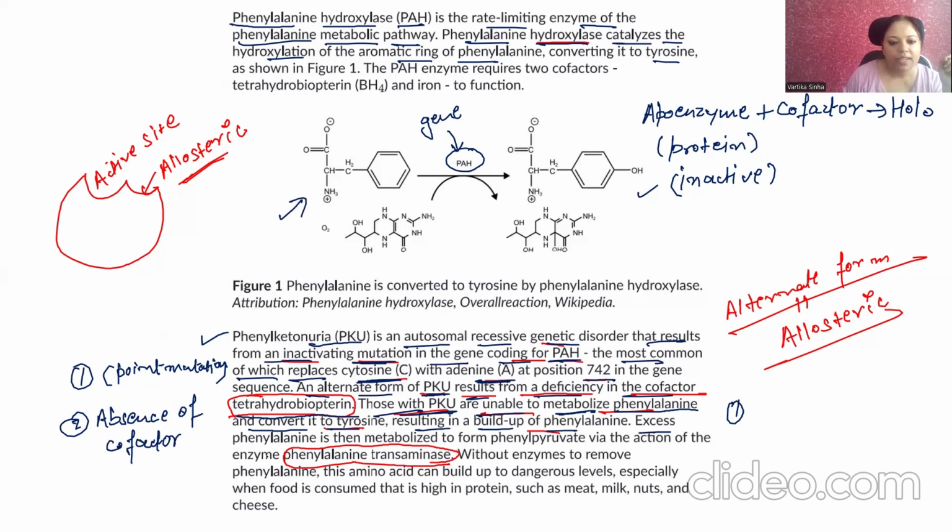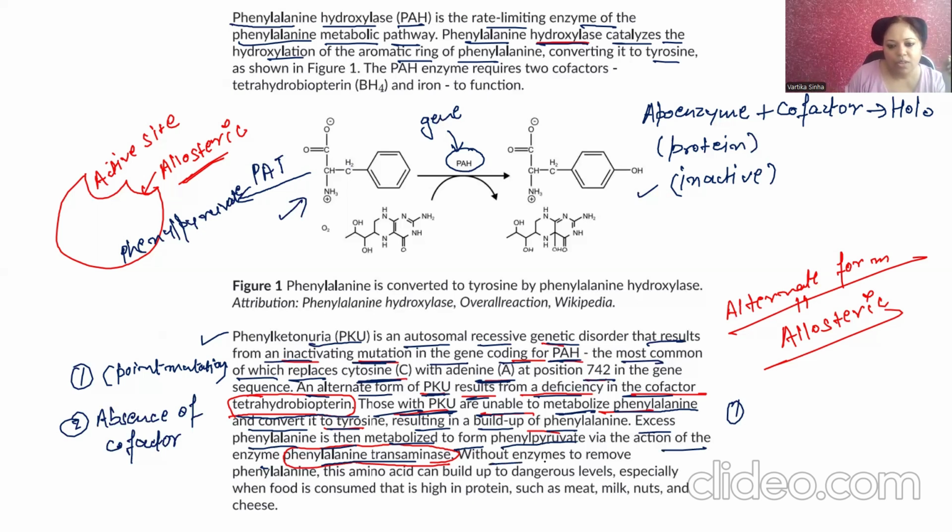Now, excess phenylalanine is then metabolized to form phenylpyruvate via the action of the enzyme phenylalanine transaminase, right? For that part, they have not given any equation, so we can better draw it. If you build this up in the absence of this, the reaction will go in another direction, in which it will form phenylpyruvate by the enzyme phenylalanine transaminase, right?